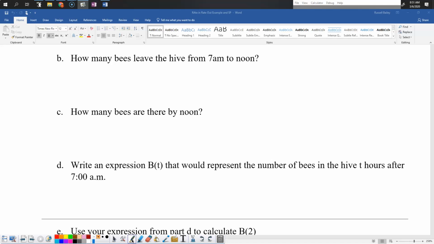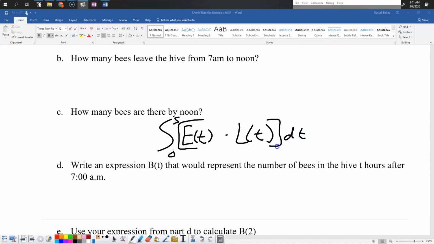So here's how you do it. How many bees are in there by noon? Well, you're going to take your rate in, which is E of t, minus your rate out, and you're going to integrate that. That will tell you the total amount who are present in the hive at that moment in time. Okay? Is that a minus in the middle? It is, yeah. It's not a very good one, but there. No problem. Thank you for asking. Some people might have thought that was a times.